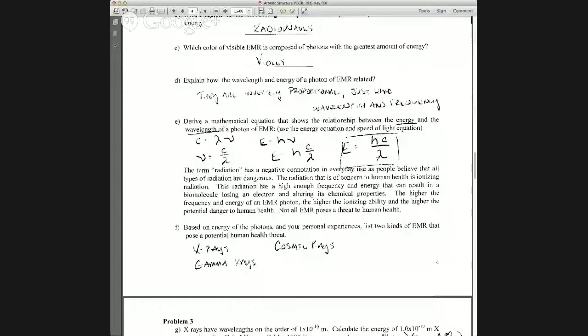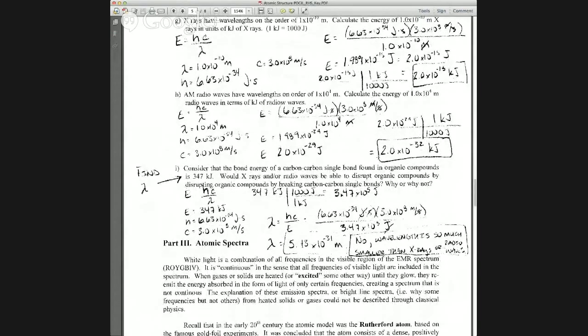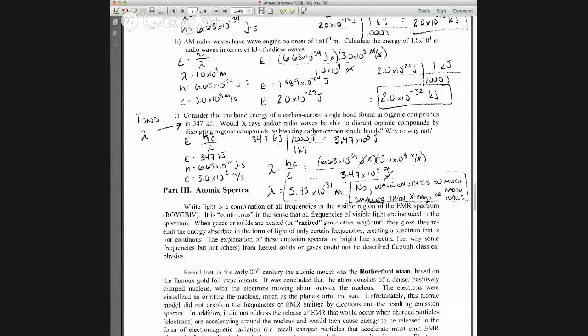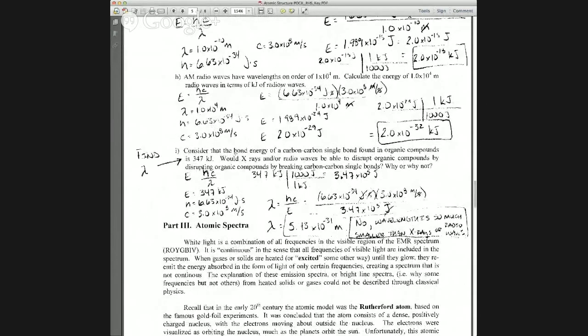Okay, so I don't remember right offhand which picture it was. Let's see. I think it's this Roman numeral 2, problem 3I. Consider that the bond energy of a carbon-carbon single bond found in organic compounds is 347 kilojoules. Would X-rays and or radio waves be able to disrupt organic compounds by breaking carbon-carbon single bonds? Why or why not? Okay, so it wants to know if X-rays or radio waves would be able to do that.